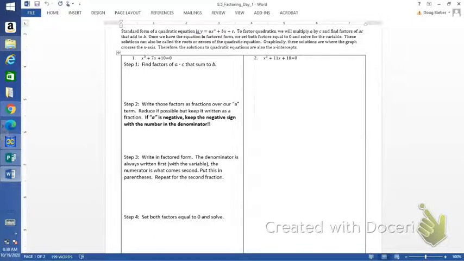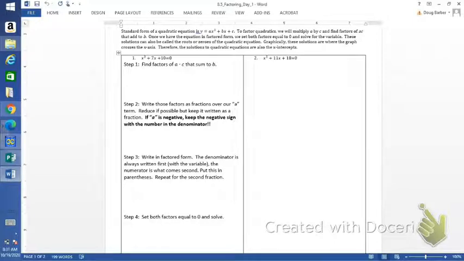Graphically, these solutions are where the graph crosses the x-axis. Therefore, the solutions to the quadratic equations are also the x-intercepts. So when you need to find the solutions to a quadratic, what you're essentially finding is the x-intercepts, where the graph crosses the x-axis. Alright, so how are we going to factor and then solve for the quadratic equation?